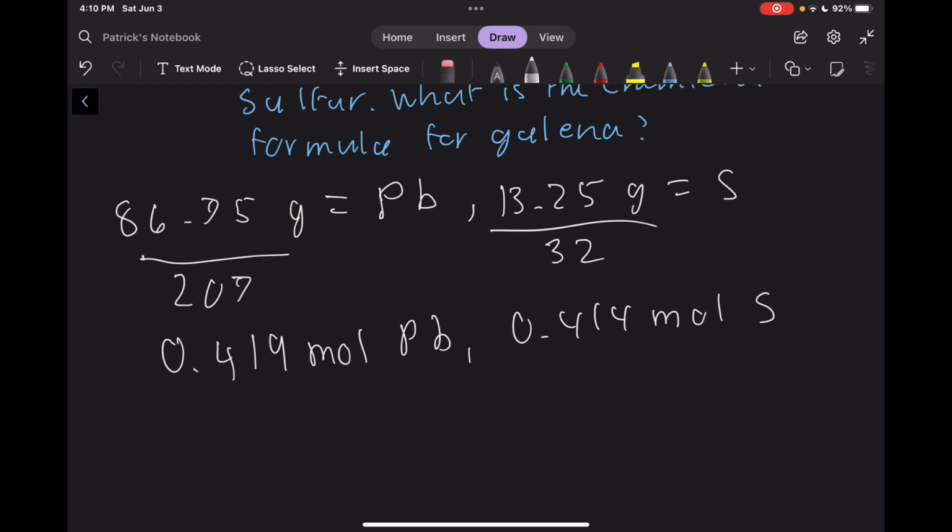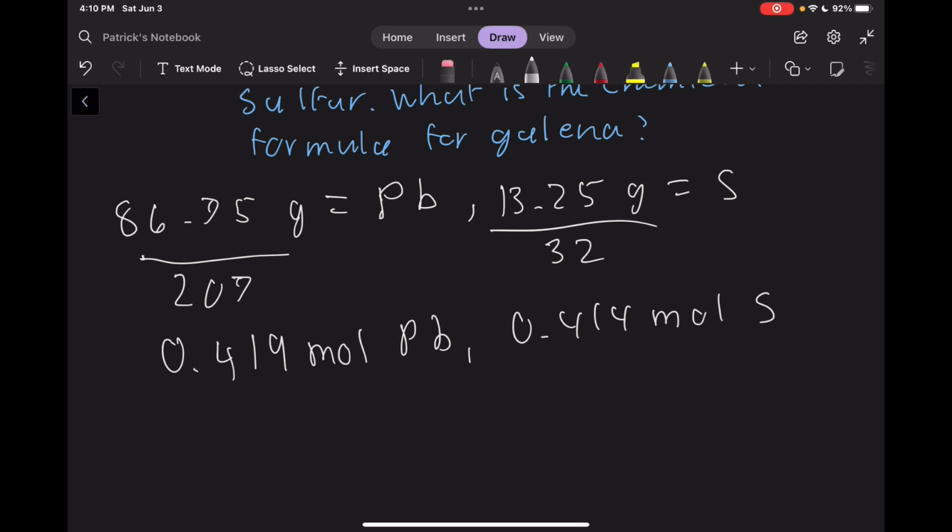The second step is telling us to divide these two values by the lowest value, which is the one for sulfur. 0.414 divided by 0.414 is 1, of course. 0.419 divided by 0.414, on the other hand, is not 1. It's about 1.01. The molar ratio of lead to sulfur in this mineral is 1.01. That's what that number is telling us. Or, if you want to think about it this way, for every 1 mole of sulfur in this mineral, there are 1.01 moles of lead.